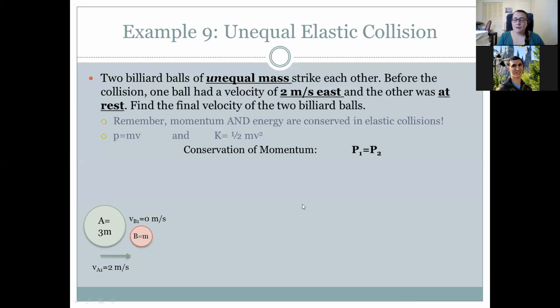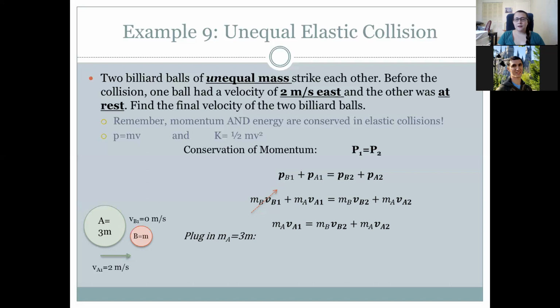Okay, still momentum is conserved, so our total initial momentum equals total final momentum. Same deal as before. Our initial momentum is the momentum of ball B plus the momentum of ball A, and the final momentum is momentum of ball B plus momentum of ball A. Momentum is, of course, mass times velocity. This is all the same as the previous example. Initially, ball B is at rest still, so velocity is 0, meaning its momentum is 0. So that term goes away, which is very helpful for our math.